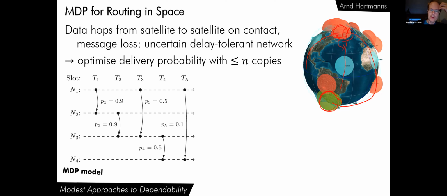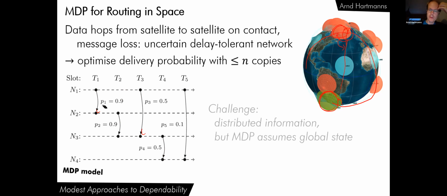And then you can just simply ask, okay, what is the highest probability to get there, and what actually is the strategy? Do I send my message here, here, and there, or do I send it here and then there? What is the best thing to do? Or if I have 2 copies, do I send both here? Or do I keep one and send the other one over there? Or do I keep that one and send it over here in the end?